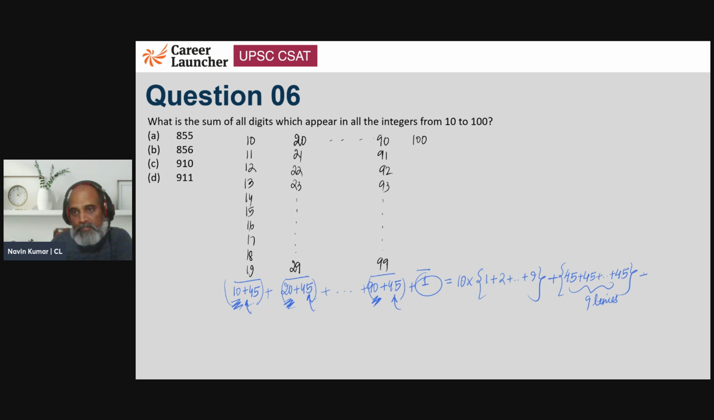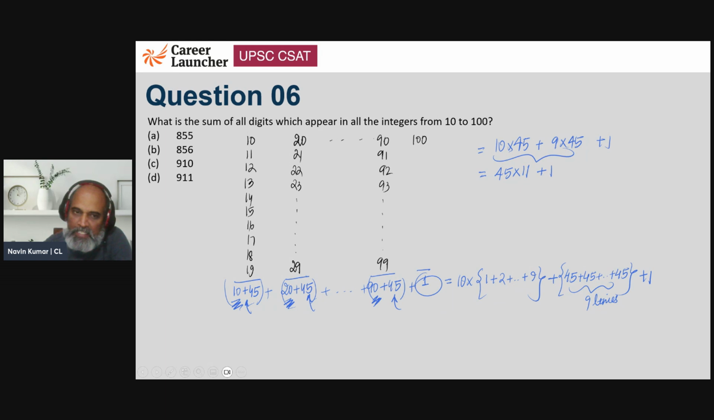And let's not forget that 1. Right? So the sum of numbers from 1 to 9 is 45. Next, 45 is written 9 times, so it's 9 into 45, and then we will have a plus 1. So if we add this, this is going to be 45 into 11, and then we will have a plus 1.